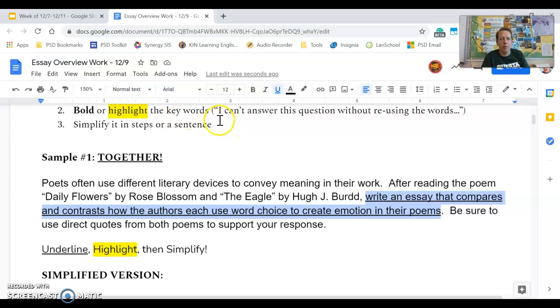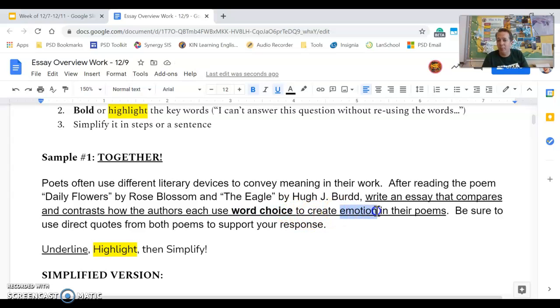So that should be words that I have to use in my essay. If I were going to write this essay, which this is obviously not the essay you're going to write, but if I were going to write it, what words or phrases would I have to use in my essay in order to answer the question? Well, I for sure have to use the phrase word choice, because that's what I'm talking about, right? I can't answer the prompt without talking about word choice.